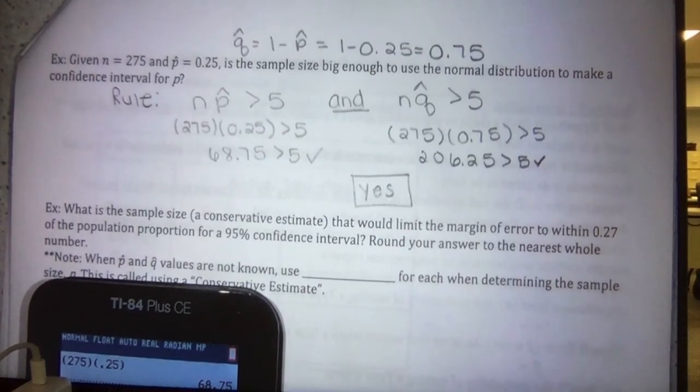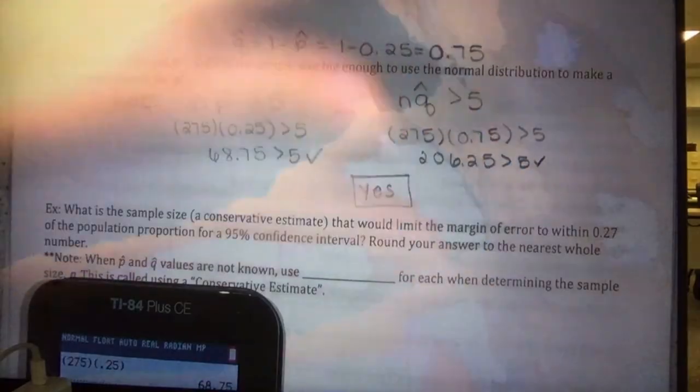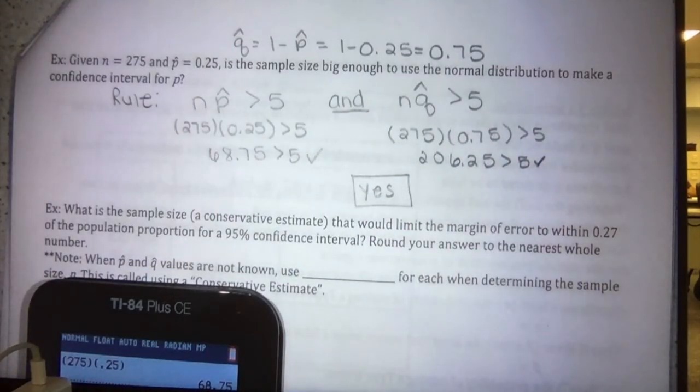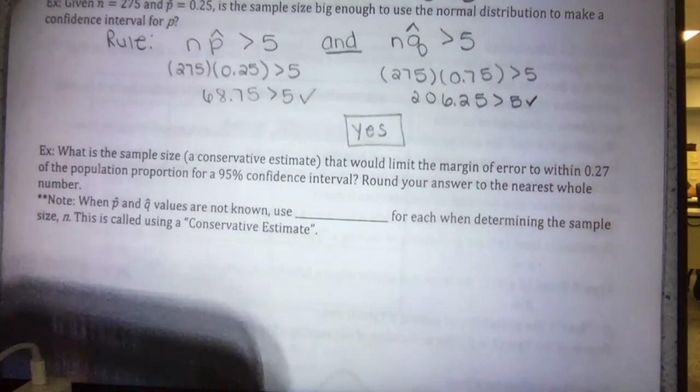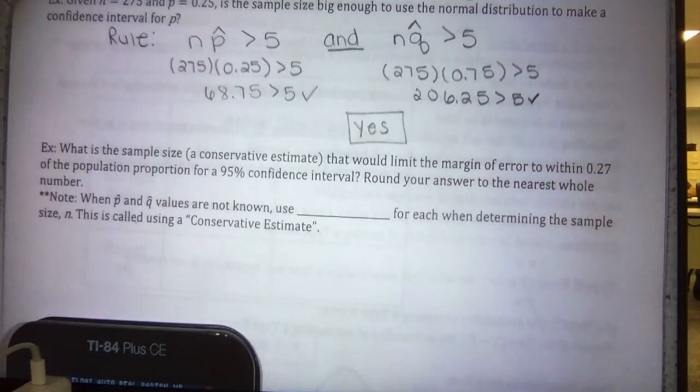I just wanted to drive that home. Before we go to the next example, questions on this one? Sorry, I keep bringing my hand over, making sure it's still recording. I still see people coughing, so I'll give you another minute before we go to the next example.